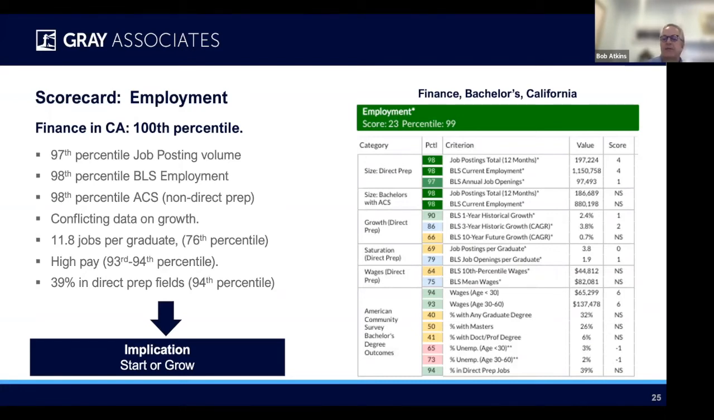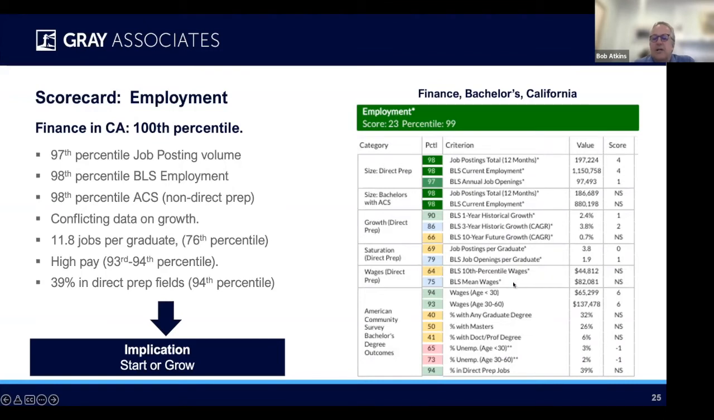Now, the next number that I think is really interesting, and this is probably the best indicator of whether there are jobs for your graduates, is job postings per graduate. So in this case, it's 3.9. That's at about the 70th percentile, which is good. It's not fabulous, but it's good. Again, the BLS job openings per graduate is subject to all the issues I just mentioned.